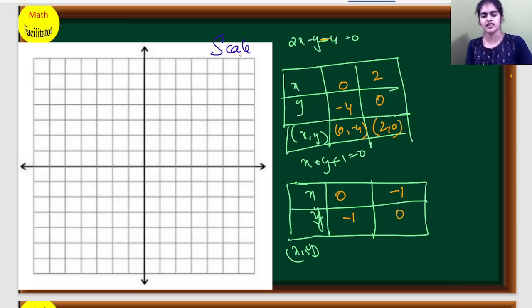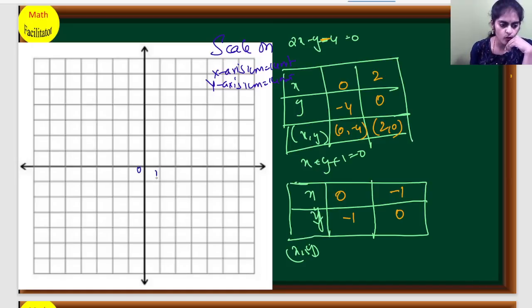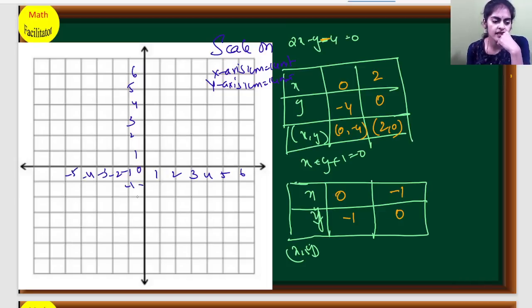So here the values are minus 4, 2, 0, smaller values. Let me write the scale on the x-axis: 1 centimeter is 1 unit, and on the y-axis 1 centimeter is also 1 unit. So this is 0, 1, 2, 3, 4, 5, 6, and minus 1, minus 2, minus 3, minus 4, minus 5, and again minus 1, minus 2, minus 3, minus 4, minus 5, minus 6.